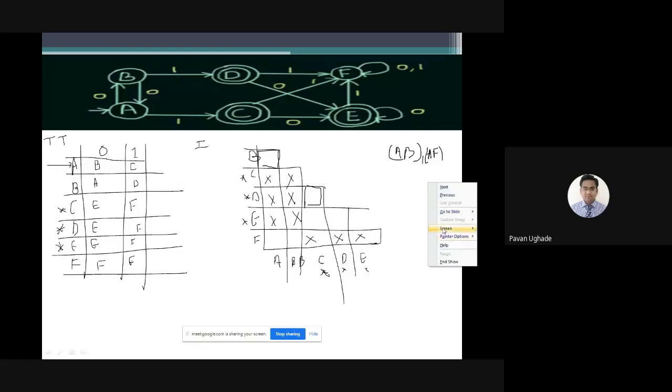Okay, fine. Next DC is blank. Then CE is blank. Next DE is blank. Okay, so around 3 plus 2, 5 states are blank. So somebody please note down these things because we'll be using them.